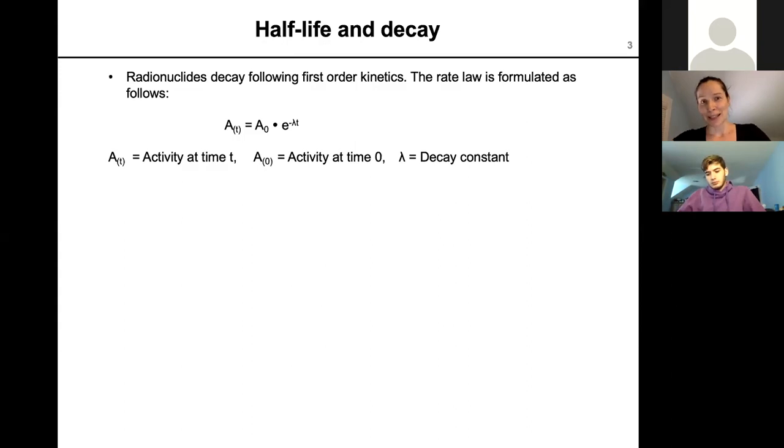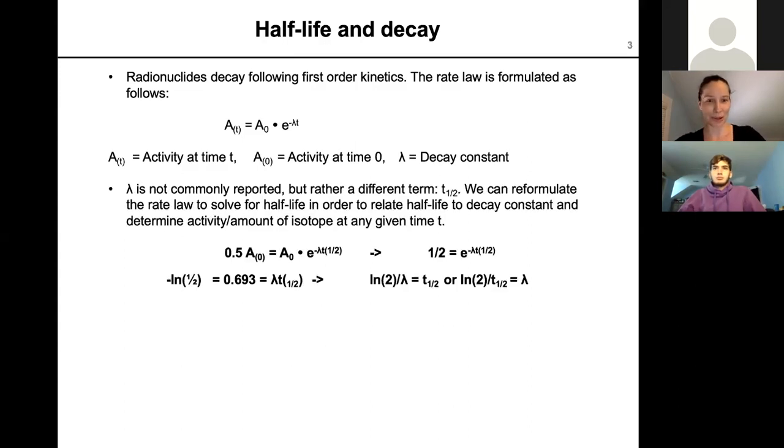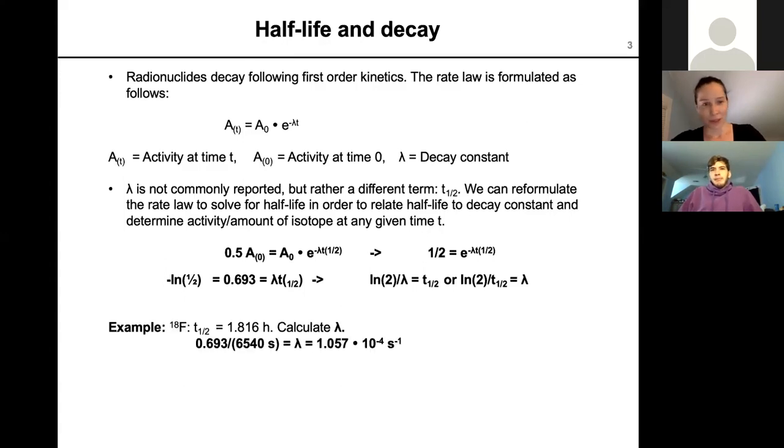So the half-life has a relationship that we can figure out with the decay constant lambda as follows, and this should be familiar to you. I believe you guys have done some half-life calculations and some decay constant calculations. So you can relate the half-life to your decay constant. For instance, for fluorine 18, we have a half-life of about 109 minutes. So if we would calculate lambda, this is what we get for the lambda factor.